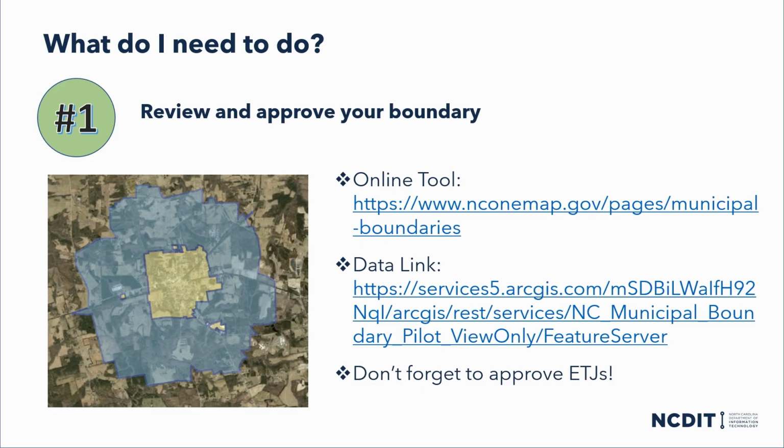Also, you can review your ETJs at the same time you're reviewing your corporate boundaries. So the image that we see from the system over there, the green area, that's the actual corporate boundaries, and the blue area outside of that is the ETJ. You can review and maintain both within the system. We encourage you to do that.